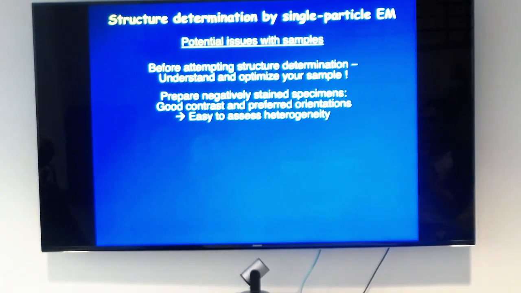So ideally, you do everything you can in the biochemistry world to try to minimize your heterogeneity, especially if you have moving parts. If you can find a substrate or an inhibitor that actually locks it in a particular structure, it's going to make your initial first structure much easier to get. So you look by negative stain, which increases your contrast and nails down the orientations, and you see whether you have heterogeneity.